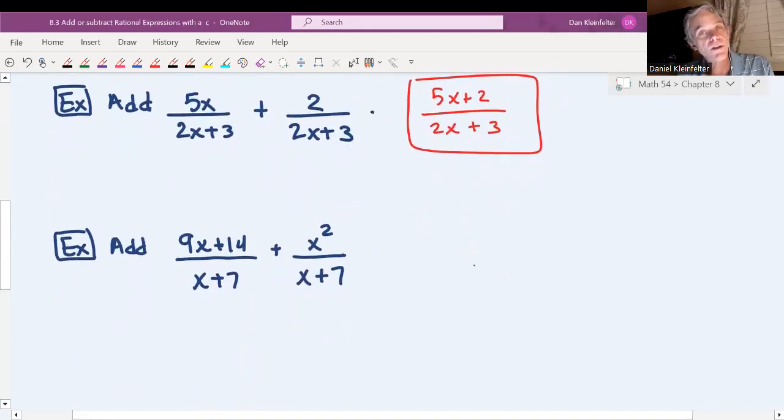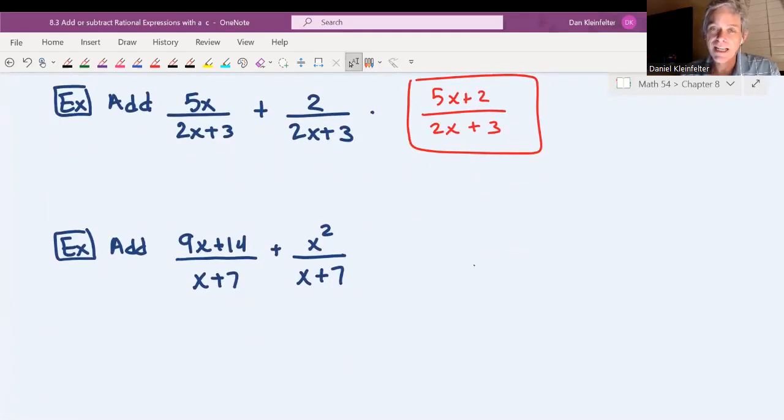All right, here's one for you to try. Take a minute, pause the video, do this one yourself. Don't forget to see if there's a possible simplification. That's a big hint. And see how you did.